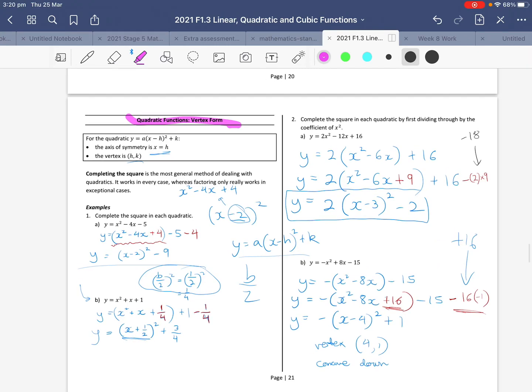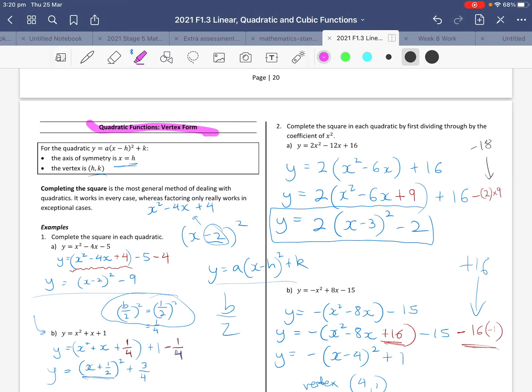A quadratic function can be written in the form y equals a(x minus h) all squared plus k, where the axis of symmetry is x equals h and the vertex is (h, k). In other words, if I'm drawing this quadratic, the axis of symmetry can be found by directly looking at the value of that h in the formula, and the vertex with h and k.